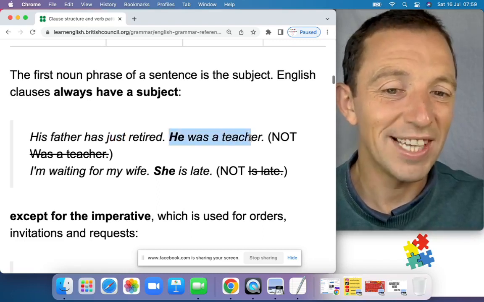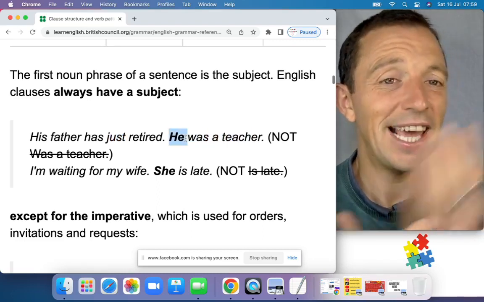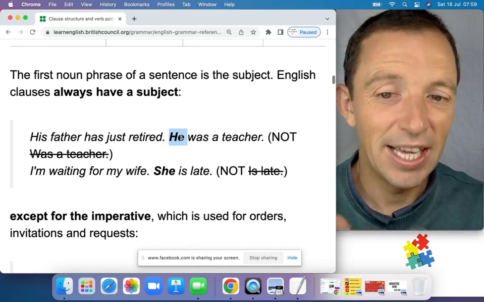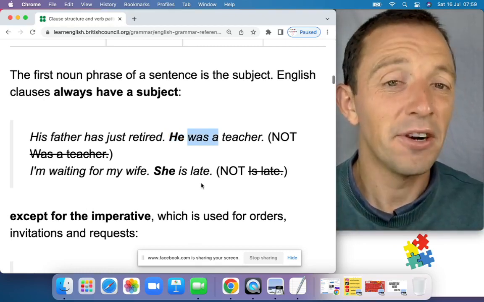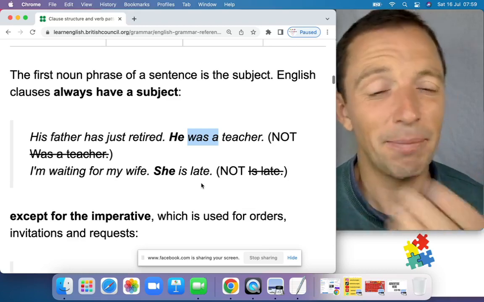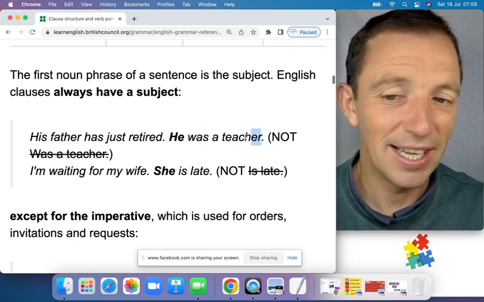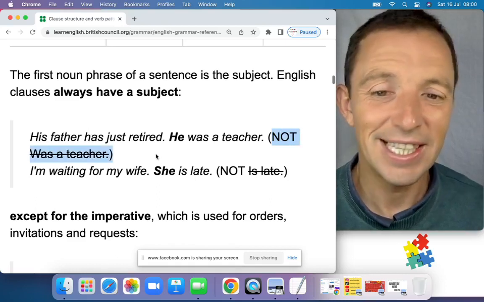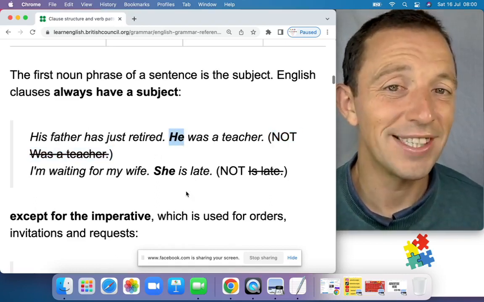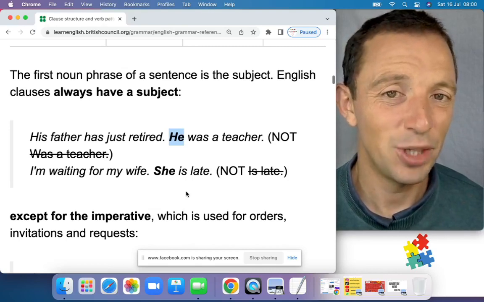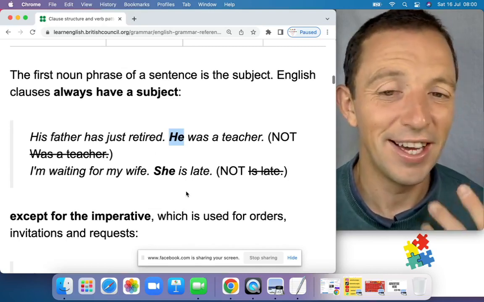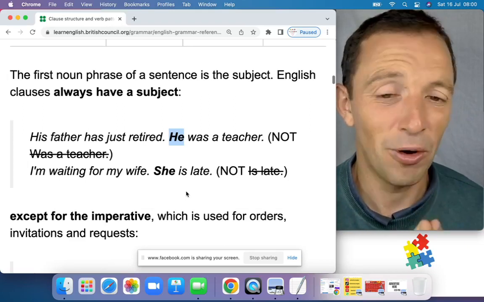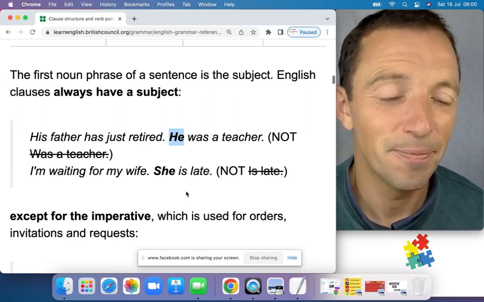He was a teacher, so the subject, he, necessary, always necessary, a subject. He, the father, the verb was, the verb to be in the past, was, object, a teacher. Not was a teacher. It's necessary to include he, she, we, you, I, always necessary to have the subject. That's massively important at the beginning of learning English.